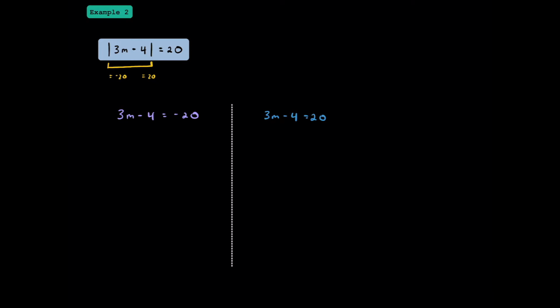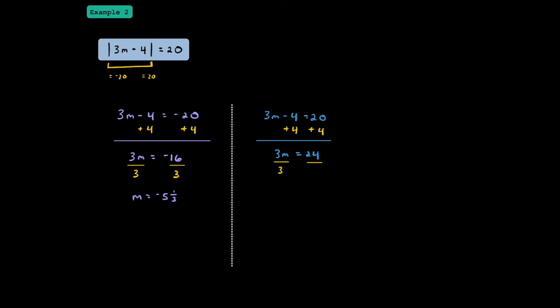To solve the equation on the left, we're going to add 4 to the left side and add 4 to the right side. And that'll get us 3m is equal to negative 16. We'll divide both sides by 3 to find that m is equal to negative 5 and 1/3. For our equation on the right here, we're going to add 4 to both sides. We'll find that 3m is equal to 24. And we can divide both sides by 3 to find that m can equal 8. These are the only two values of m that make this equation true.